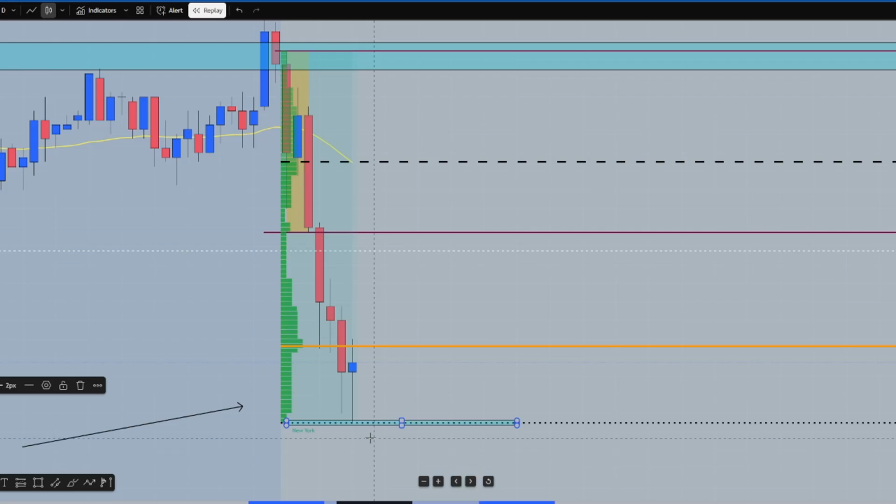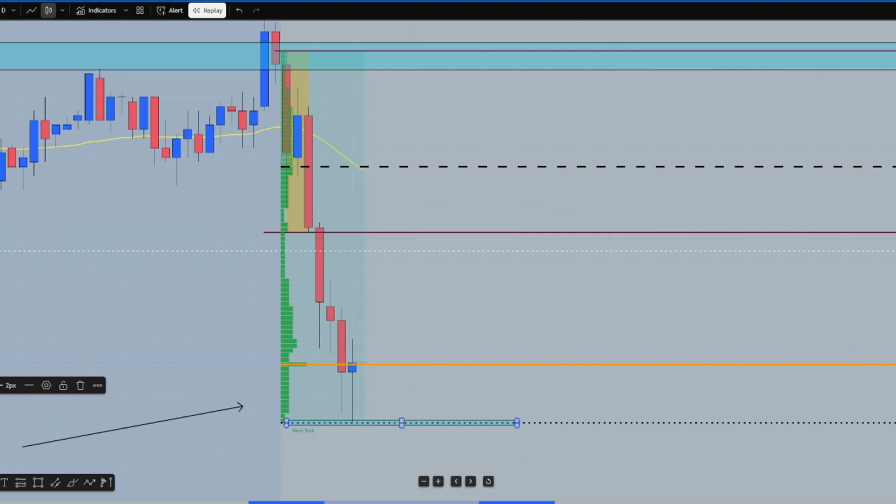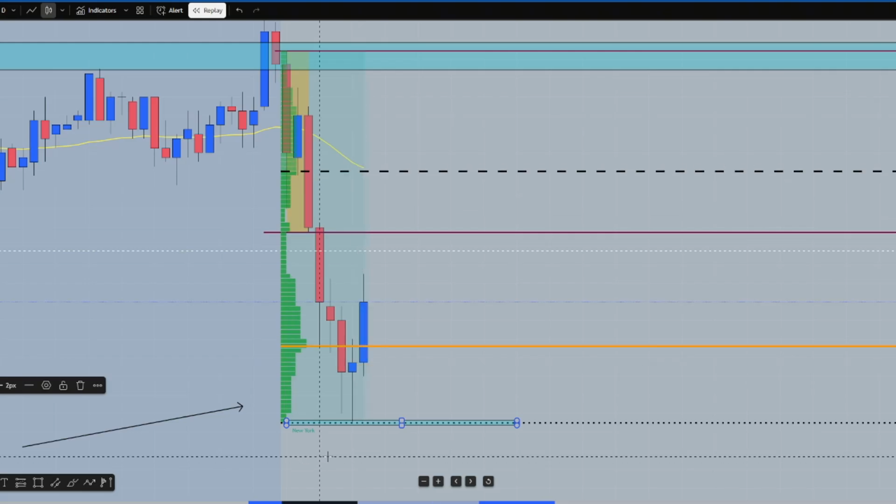Give me a solid close, and then I'll go short. Keep going. Boom. Price heading back up. What is price heading back up to? What price is telling me right now is that it has failed.